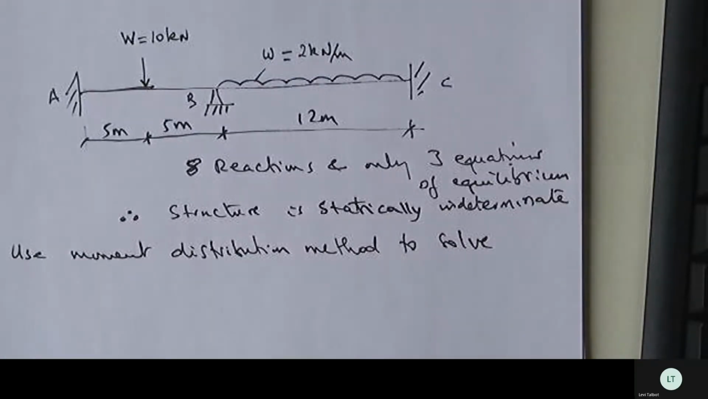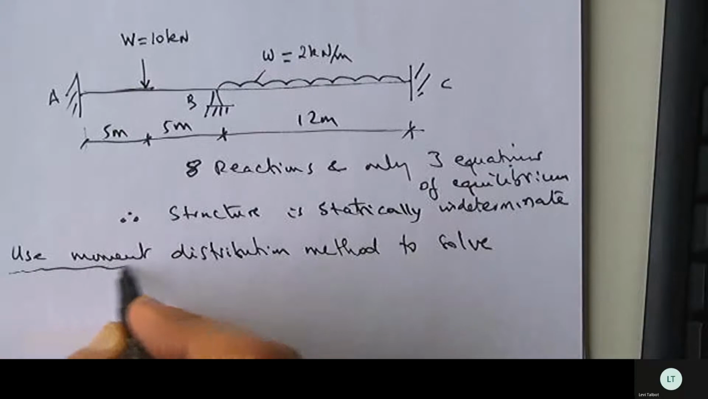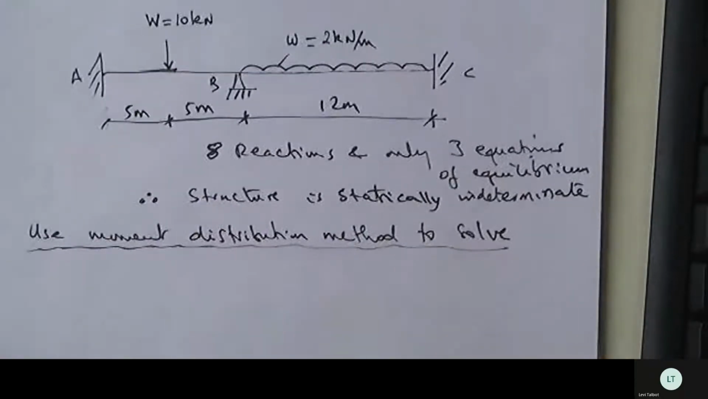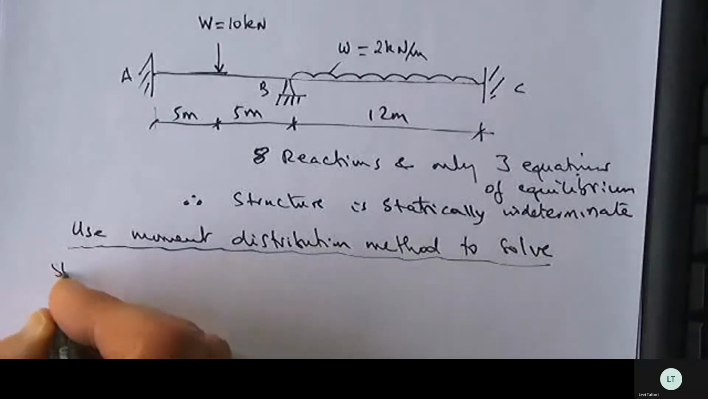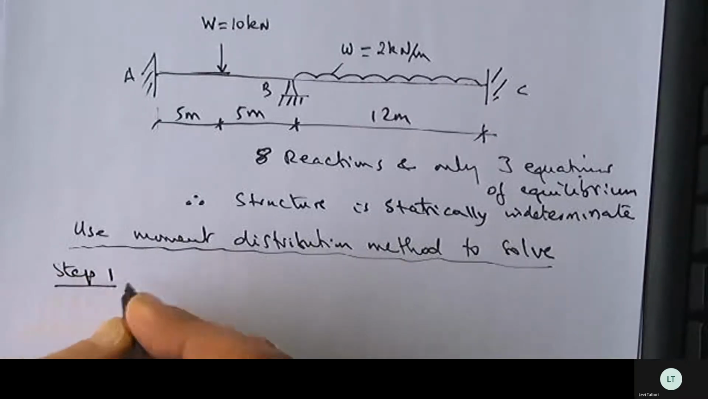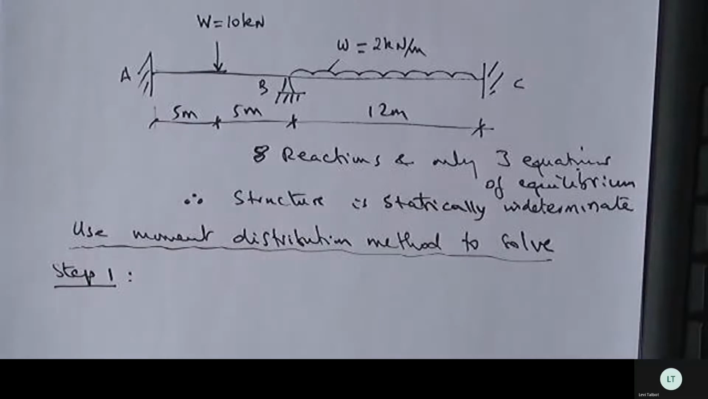So we are going to use the moment distribution method to solve this problem here, okay? Step number 1. Instead of going deep into the theory, I don't want to do that. First of all, we haven't got the time. And secondly, you may not have the background to it. So it's a lot easier if I explain it step by step. So step 1, 2, 3, and then it becomes very systematic, okay?